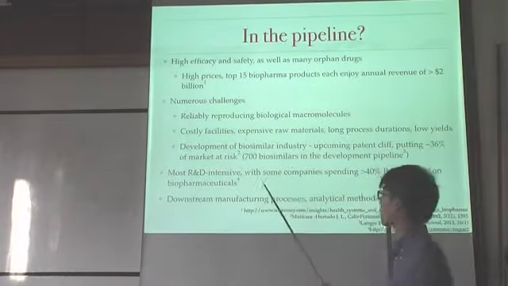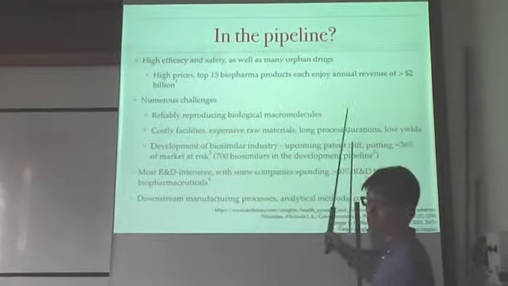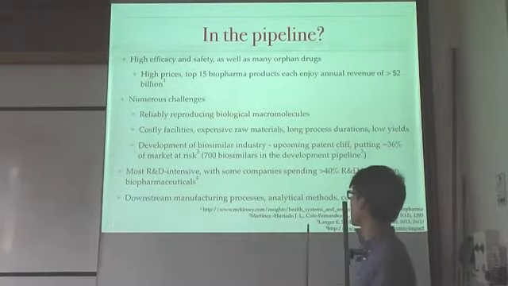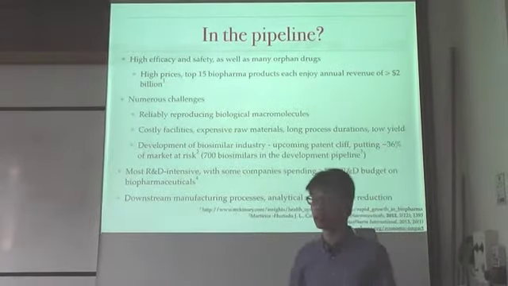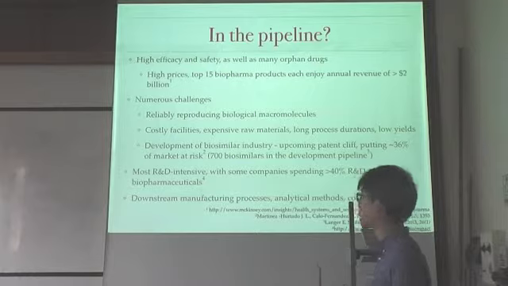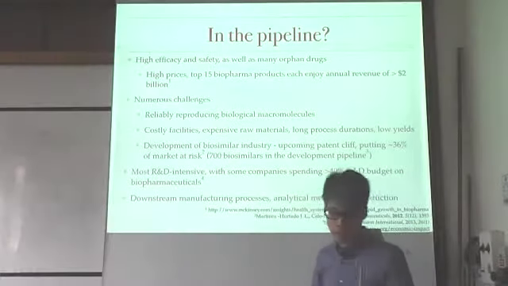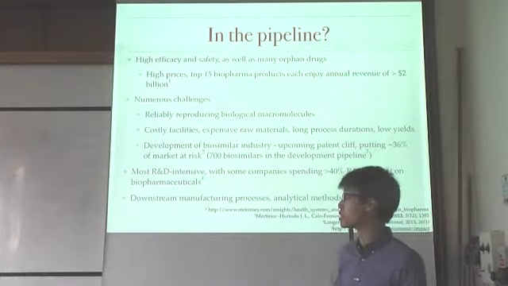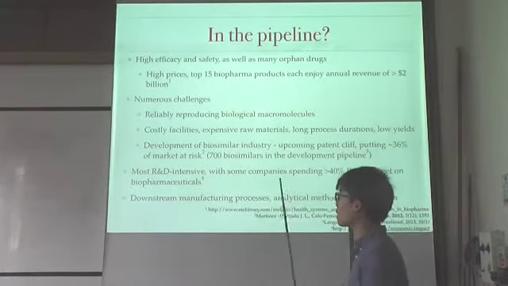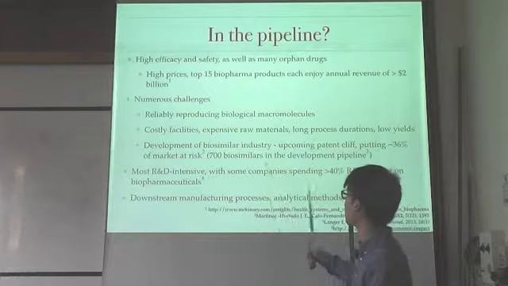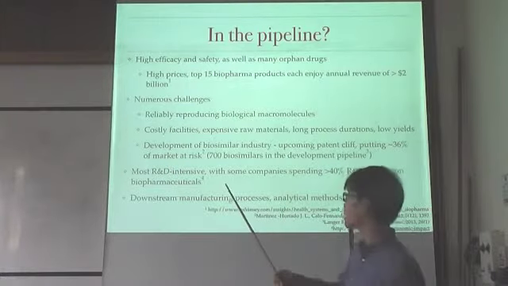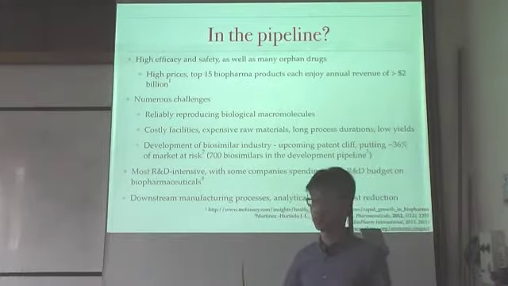Lastly, we have the development of the biosimilar industry. So there's an upcoming patent cliff, putting around 36% of the market at risk. So there are over 700 biosimilars in the development pipeline right now. But thankfully, the industry realizes these challenges, and it's actually one of the most R&D intensive, with some companies spending over 40% of their R&D budget on biopharmaceuticals.